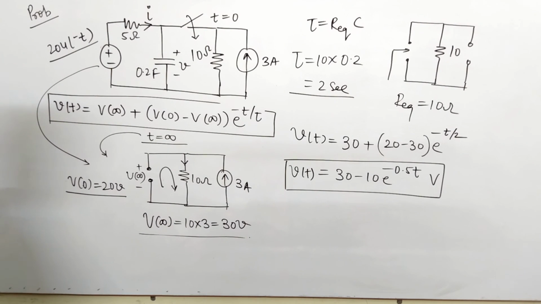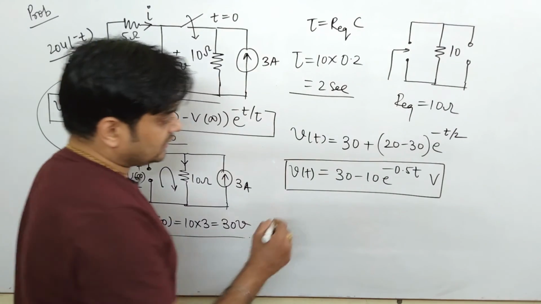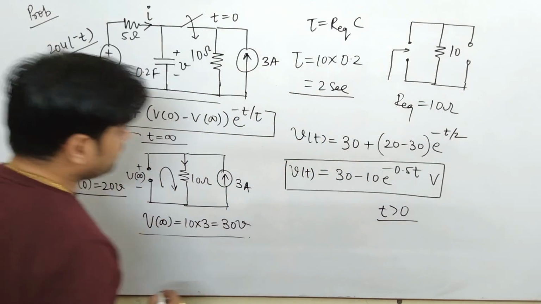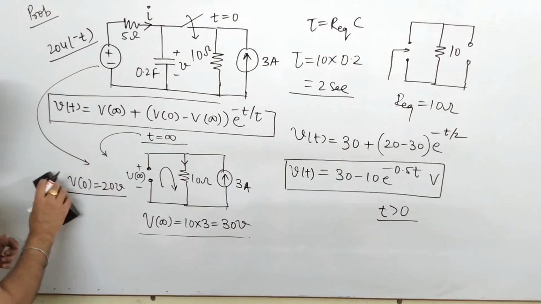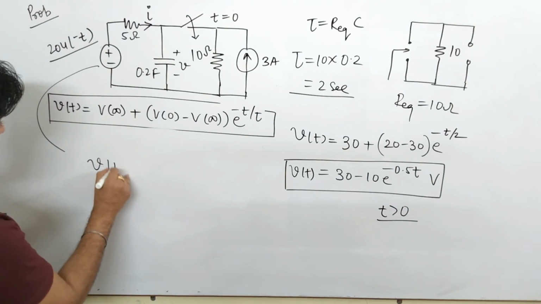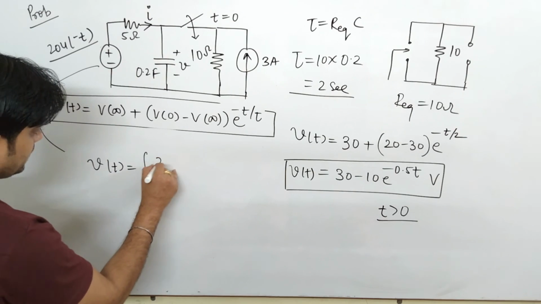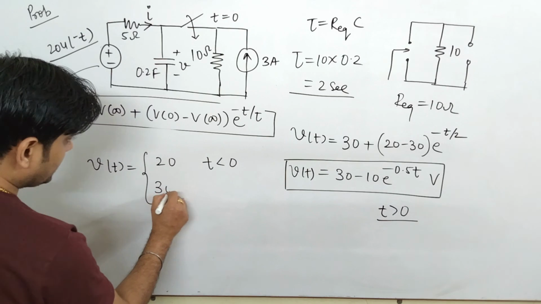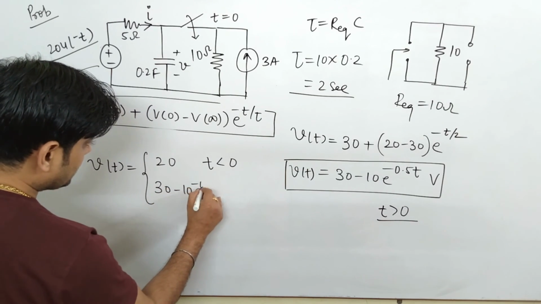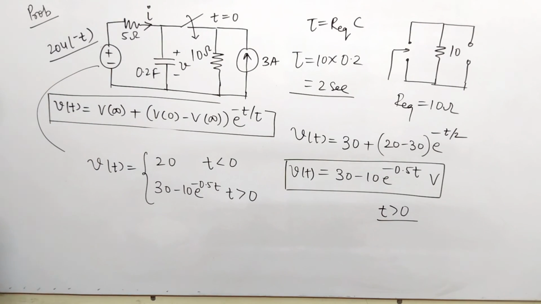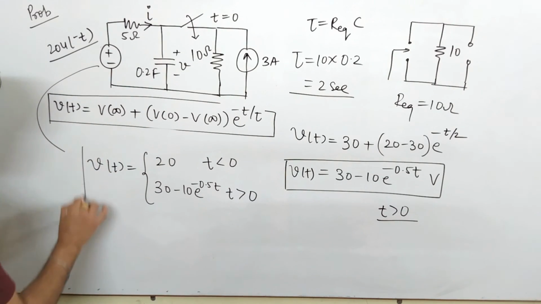Okay, so finally we have found a solution for Vt, and you can say that Vt is 30 minus 10 e to the power minus 0.5 t for t greater than 0, and it was 20 volt before. We can also write it in the form of Vt is equal to 20 volt for the case t less than 0, or 30 minus 10 e to the power minus 0.5 t for t greater than 0. Okay, so this is the solution for Vt.